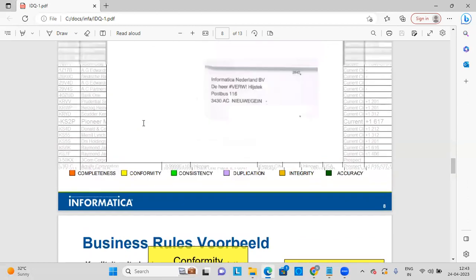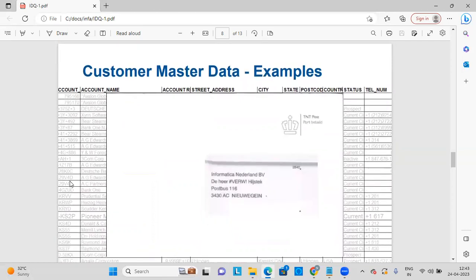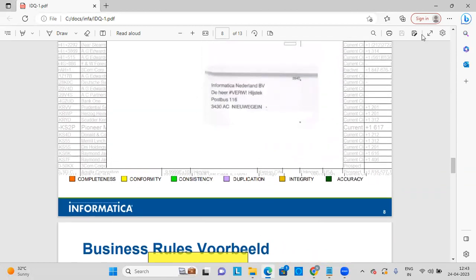So completeness we have talked about, and now conformity. In this sample data, let's say account number, we expect 10 digits. If you have 8 digits for some records, then it is not conformed. And consistency, whether we have that data here or not, I don't know. Let's see.